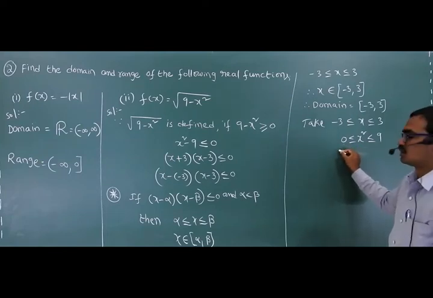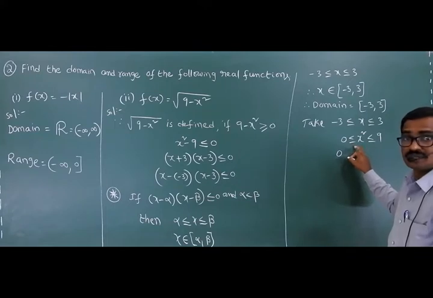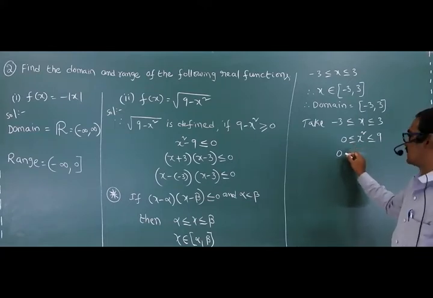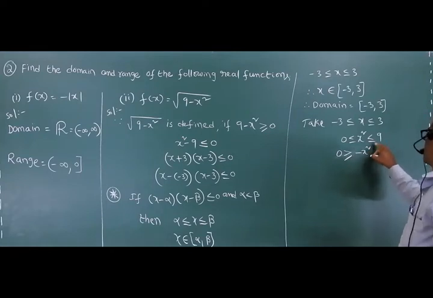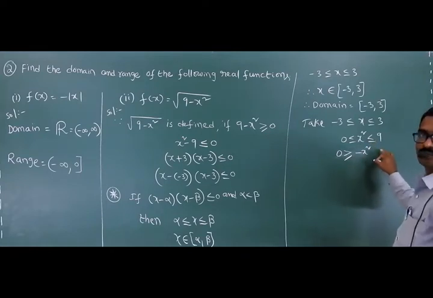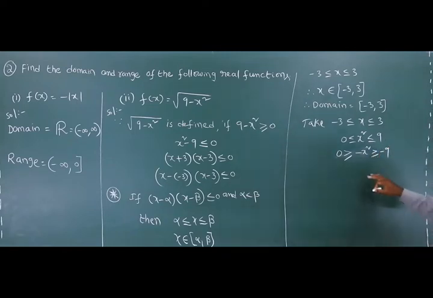0 into minus 1 is 0 only. If you multiply by minus 1, less than or equal to becomes greater than or equal to. This one becomes minus x square, and this one is minus 9. Then add 9 on both sides, because we want 9 minus x square. That's why I am adding.